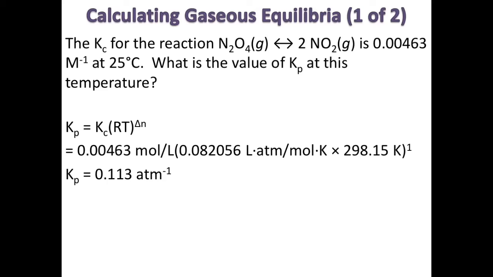Well, we simply stick in Kc, and then we put in RT, and R is the gas constant in liter atmospheres per mole Kelvin, with the temperature converted to Kelvin, and the delta N is 1 because there are 2 product molecules and only 1 reactant molecule. Thus, the Kp is expressed in atmospheres, whereas the Kc is expressed in molarity.